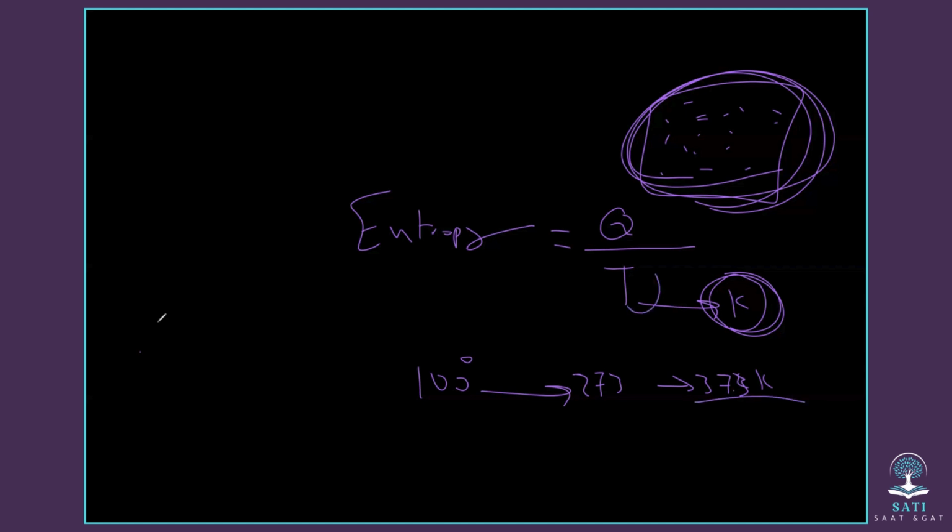So you change the temperature. If it is given in Celsius, you change it into Kelvin, then you divide the amount of heat by it, and you get the entropy of the system.